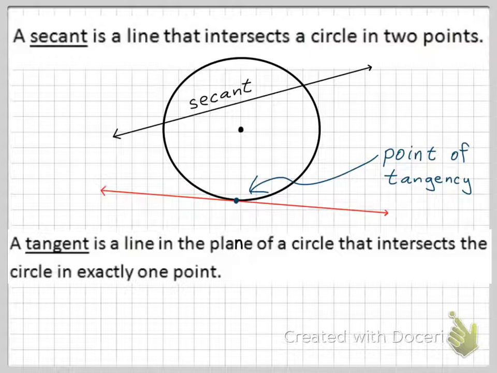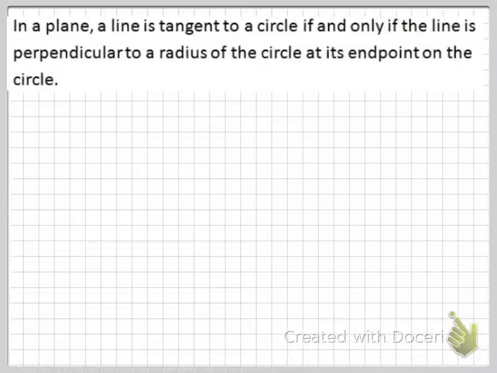I will continue, however. All right, in a plane, a line is tangent to a circle if and only if the line is perpendicular to a radius of the circle at its endpoint on the circle. So please write that down, get caught up. You can pause this if I'm going a little bit too quickly.